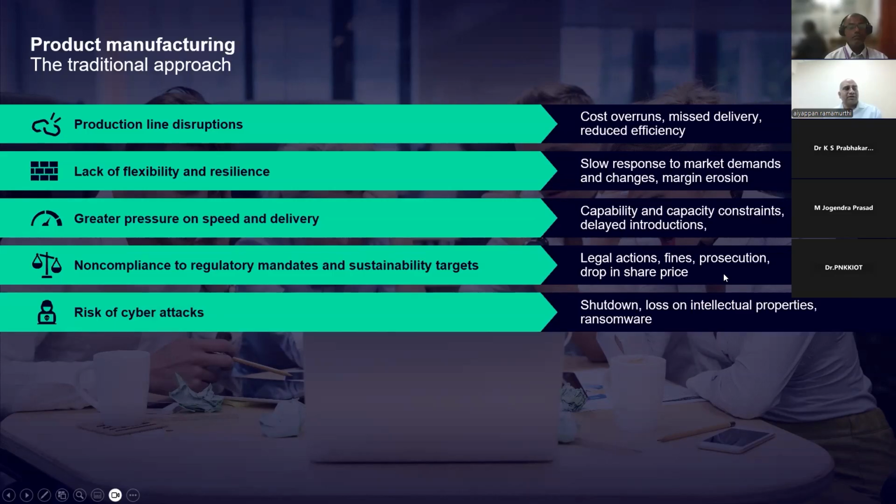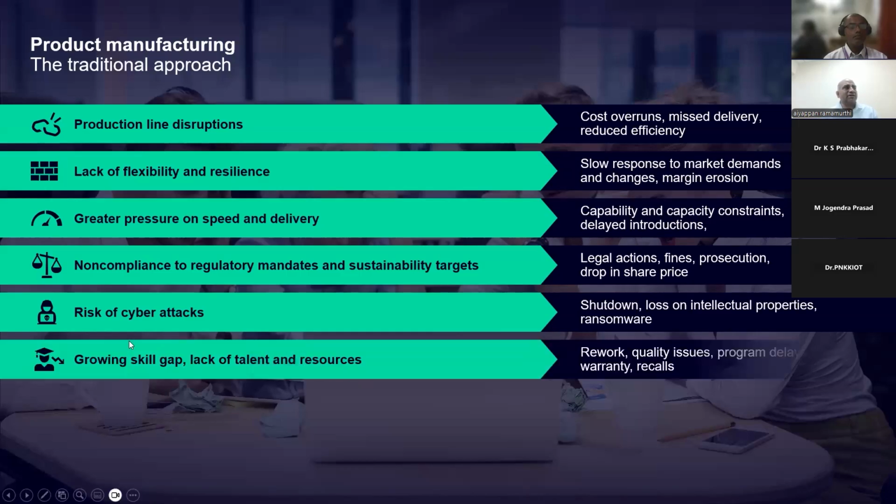There is compliance, and there is more government and legal pressure to ensure how well the organization is going towards net zero, right? So both in terms of the end products they manufacture and the production, how well are they able to ensure that the whole manufacturing and the organization meets their sustainability targets.